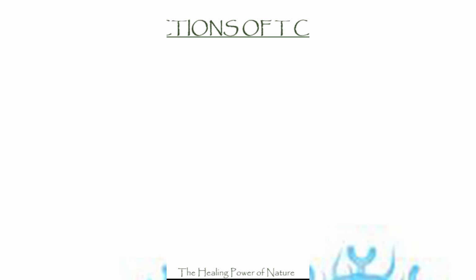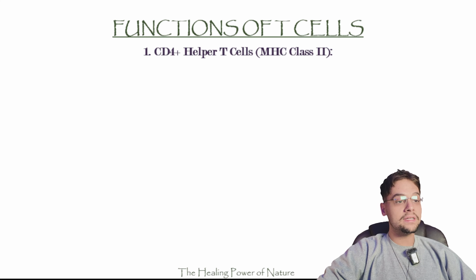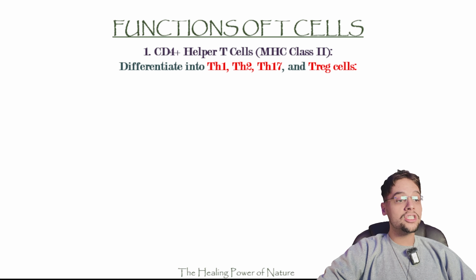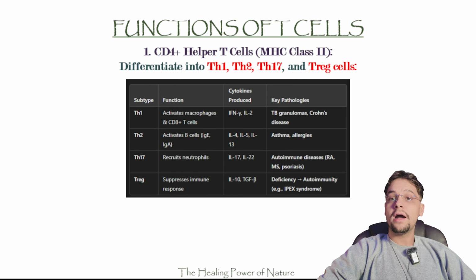So, functions of T cells. First, CD4 helper T cells, or MHC class II. This coordinates the immune response by releasing cytokines. They differentiate into Th1, Th2, Th17, and Treg cells. So to help you out, I generated this image right here. Let's go through this quickly.